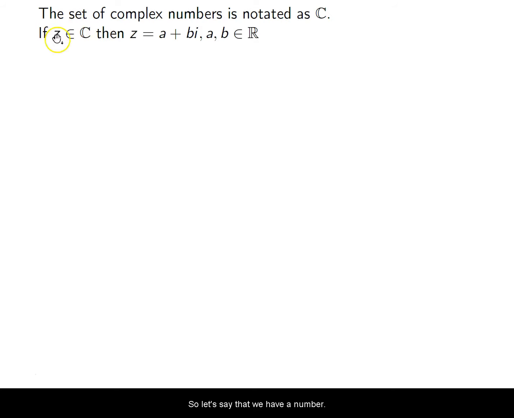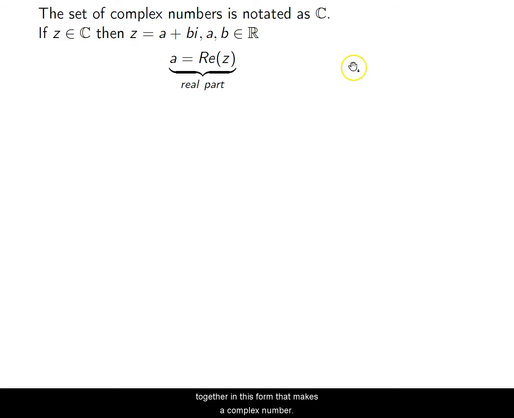So, let's say that we have a number that is complex. So Z is a part of C, so it's a complex number. Then Z has the form A plus Bi, where A and B are real numbers. Okay, so again, this is notation for things that you are already familiar with, right? A complex number has this form. A and B are regular numbers, 2 and 3, right? So A and B are part of the real numbers, but put together in this form, that makes a complex number, right? We call A the real part.